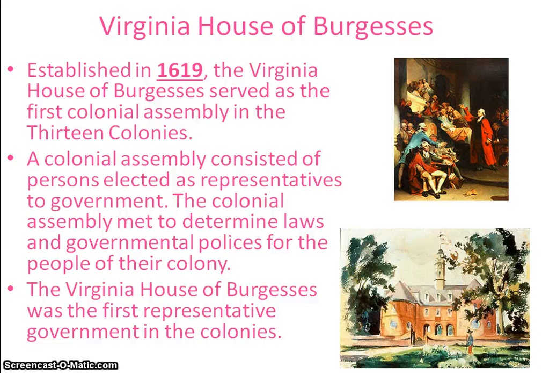The Virginia House of Burgesses is established in 1619, and it is going to serve as the first colonial assembly in the 13 colonies. So this assembly includes people that are elected throughout Virginia, and they meet to determine the laws of the colony, what the policies of the colony will be, and it is the first representative government in the colonies. That is, again, significance for the Virginia House of Burgesses: first representative government in the colonies.